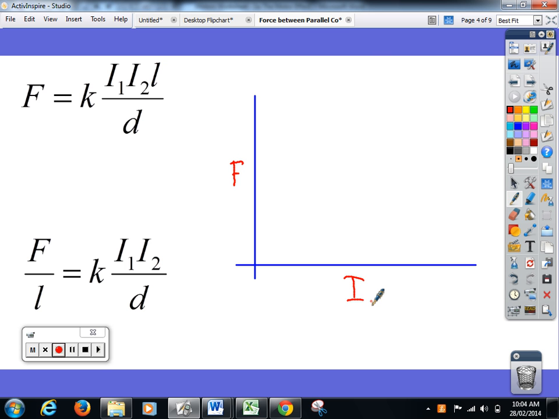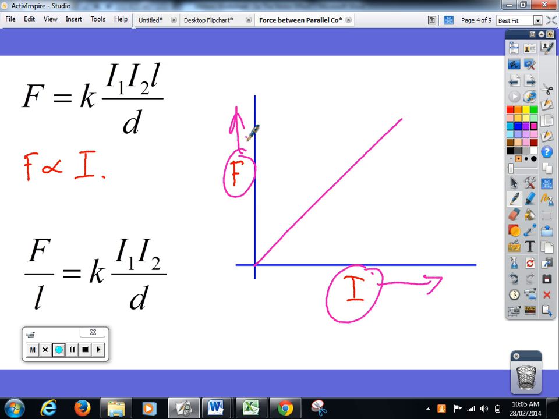Now we have F is proportional to current. What would a graph look like if I had to draw a direct proportionality statement? Right, it's a straight diagonal line, isn't it? So you just simply draw that. In other words, it says, as I increases, so does F increase, and it's at the same rate. So if you double the current, you double the force. Triple the current, you triple the force. That's what a direct proportionality is.